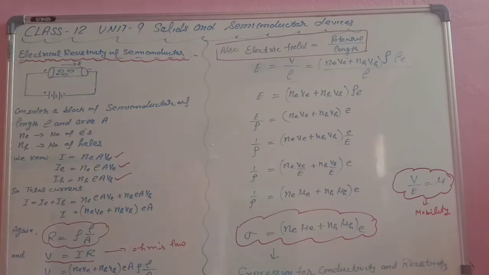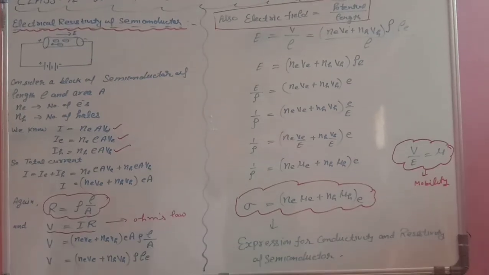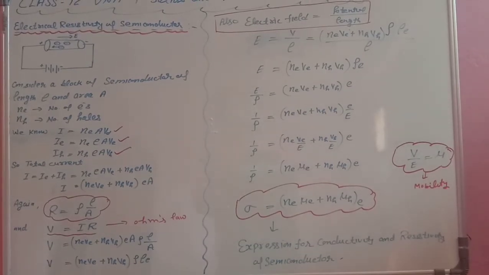Students, now we will apply Ohm's law here. V is equal to IR. V is equal to IR, Ohm's law will apply. So put the value of I and R. A and A will cancel out. Then you will be left with the last expression, that is V is equal to (n_e v_e plus n_h v_h) rho L e. So three terms are left with you, rho L e.